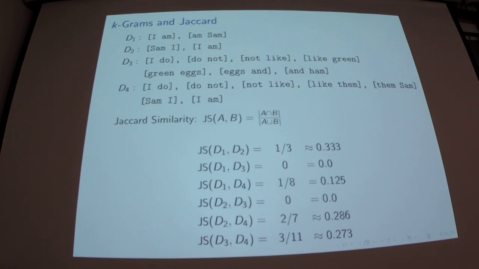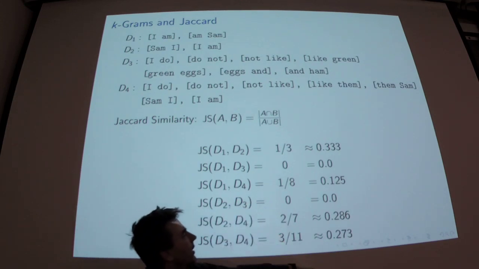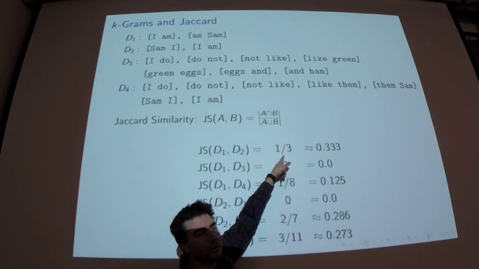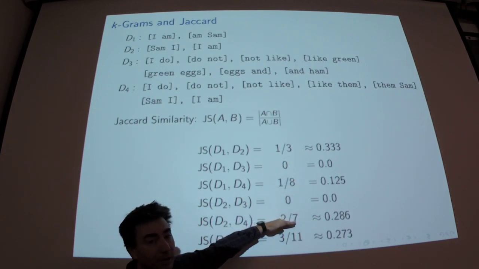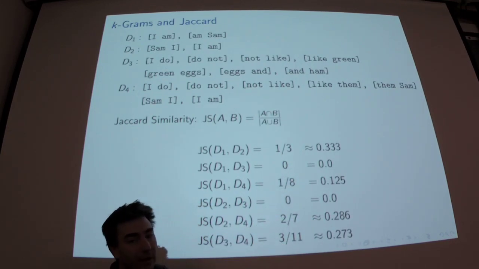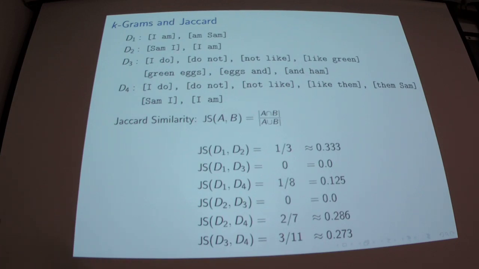"I do not" and "not like," right? This common theme of these three words is repeated. Okay, so we can see 1 and 2 are fairly similar, and 2 and 4 have some repetition, and 3 and 4 have some repetition within them. So I've captured that similarity.